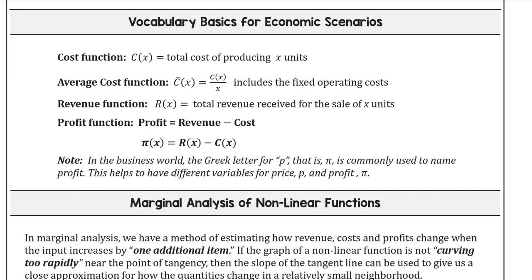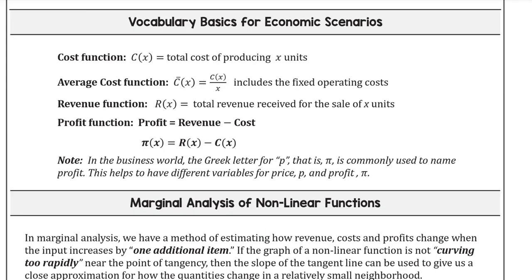So in terms of function, we use pi for profit. So pi of x is going to equal R of x minus C of x. And it says, please note, in the business world, the Greek letter for P, that is pi, is commonly used for profit. This helps to have different variables for price, profit, and pi. So that's why they use the pi.